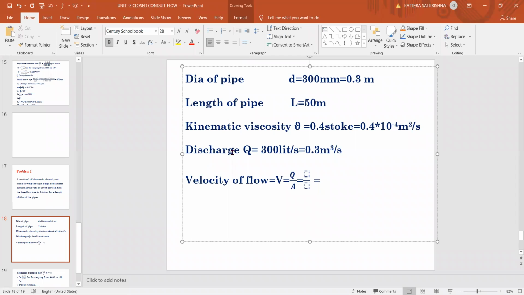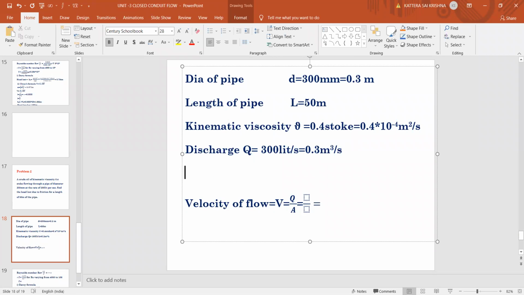Right. So he has given discharge is equal to 300 liters per second. So convert this discharge from liters per second into meter cube per second. 1 liter is nothing but 1 by 1000 meter cube. So 300 by 1000 gives 0.3 meter cube per second. So from this you can find velocity if you have area. So first you can find out the area before writing this velocity.